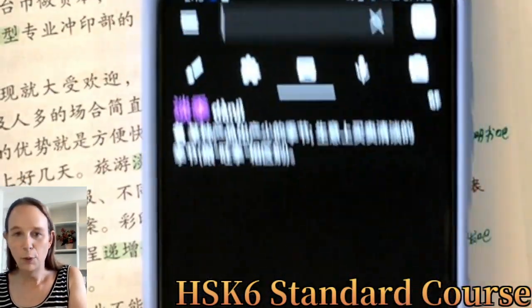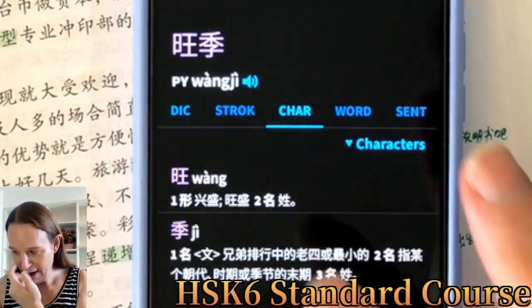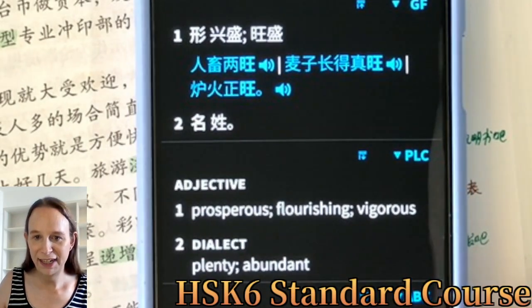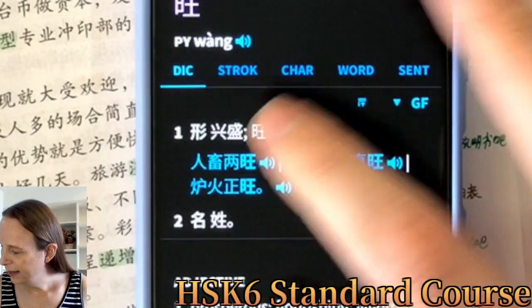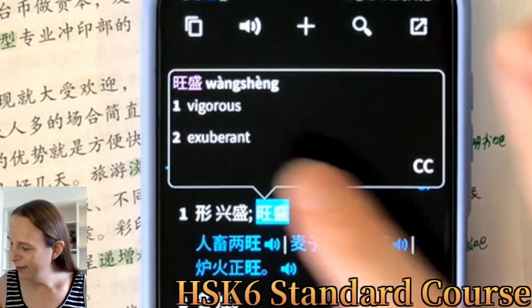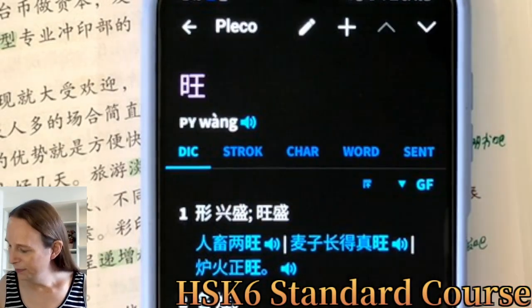Yeah, well, let's look at one first. 旺季. Wang kind of means thriving or flourishing, this sort of thing. Prosperous, flourishing, vigorous. Yeah, this one. 旺盛. I think thrive, exuberant. Yeah, I guess it's the busy period.